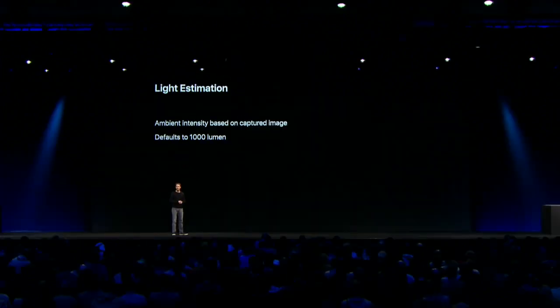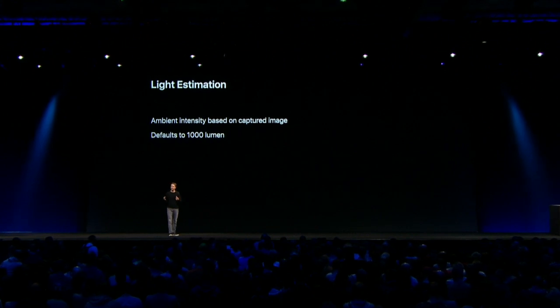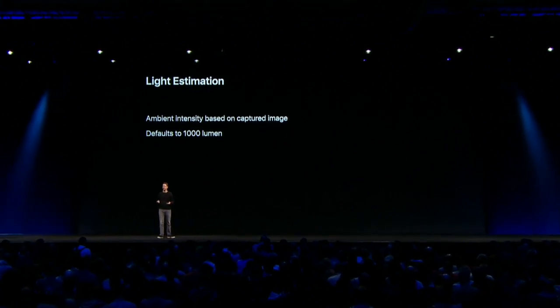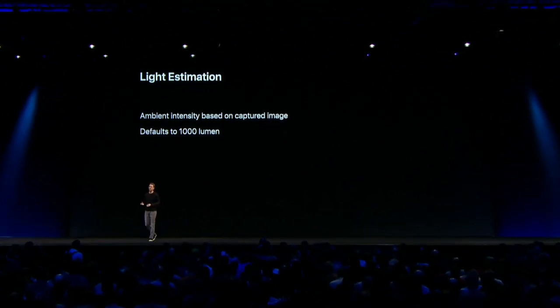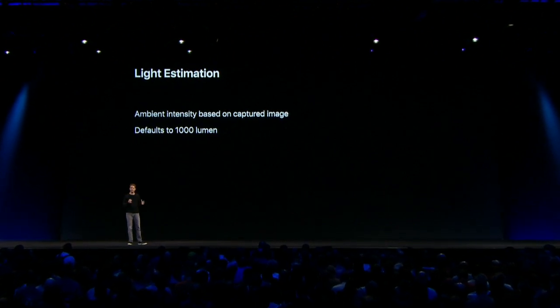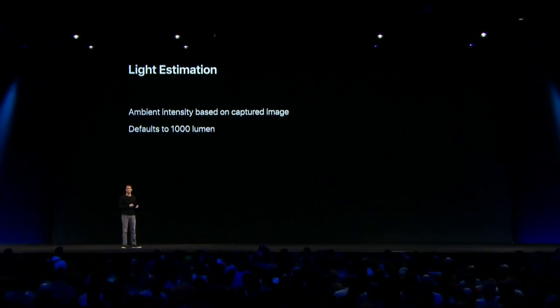So light estimation operates on our camera image, and it uses its exposure information to determine the relative brightness of it. For a well-lit image, this defaults to 1000 lumen. For a brighter environment, you will get a higher value. For a darker environment, a lower value. You can also assign this value directly to an SCNLight as its ambient intensity property. And if you're using physically based lighting, it will automatically take advantage of this.